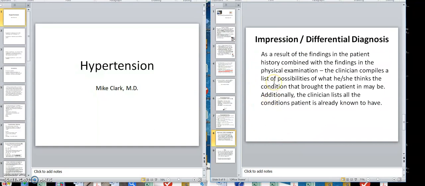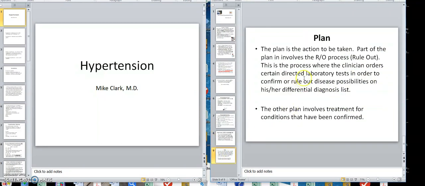Then what we do, we come up with what we call the impression or the differential diagnosis. As a result of the findings in the patient history combined with the findings in the physical exam, the clinician compiles a list of possibilities of what she thinks it may be. And so now with that, that's where we come to the plan.